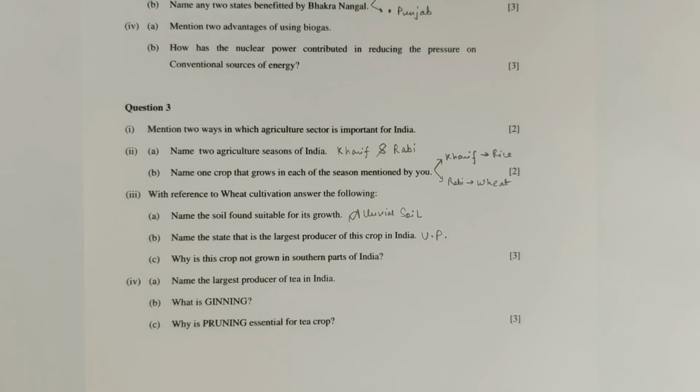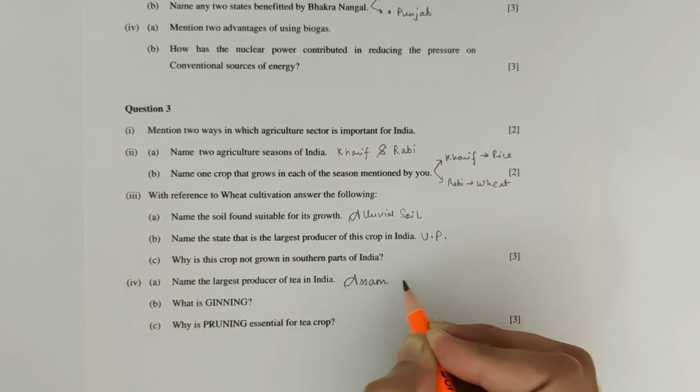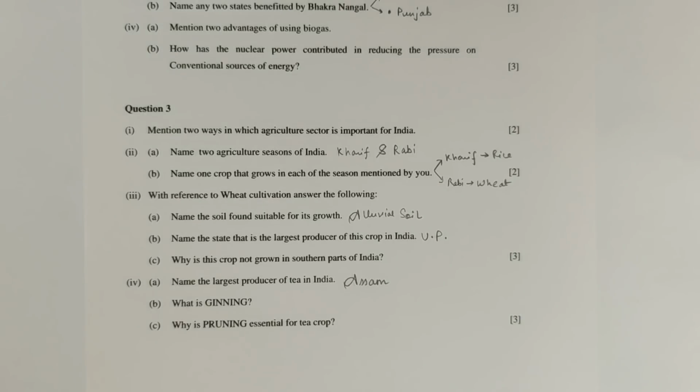Part 4a. You have to name the largest producer of tea in India. Guys, Assam is the largest producer of tea in India. But I have recently seen that West Bengal has taken Assam over to become the largest producer of tea in India. But whether or not West Bengal will be accepted as an answer, I don't know. So you can check it with your school teacher.